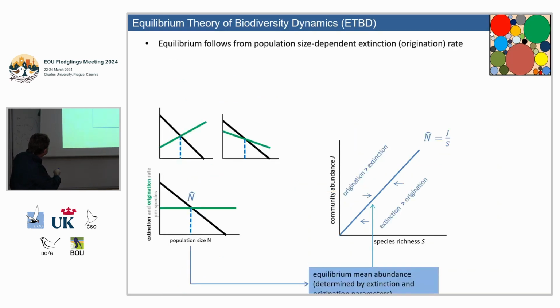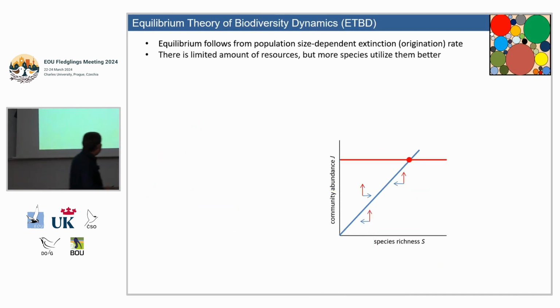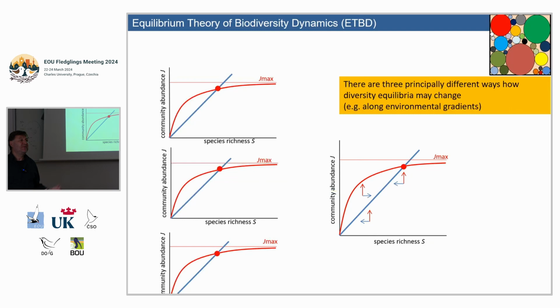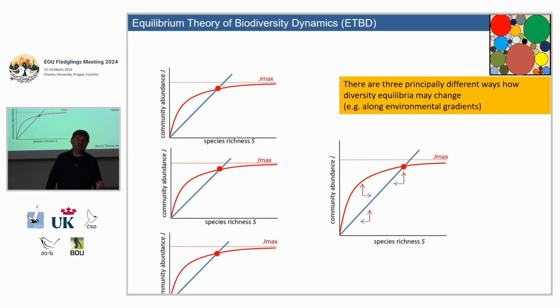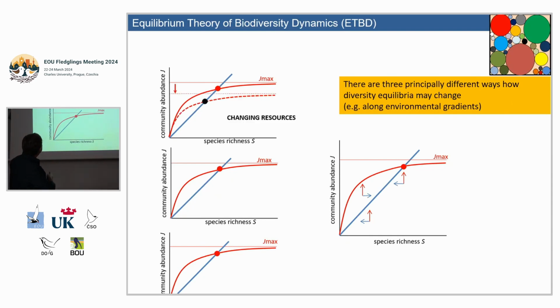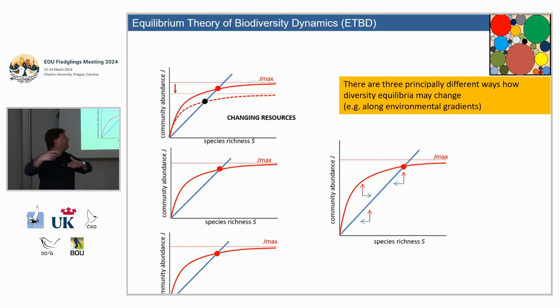which is here, which is given by these curves concerning origination and extinction, which basically drives the slope of this curve. And this is very important because it means that there are principally three factors which affect equilibrium species richness and, as I believe, also resulting spatial patterns of diversity. One is resource level. Basically, this is the classical effect of the number of individuals. If there is lower productivity, you cannot reach this equilibrium and you are somewhere lower.